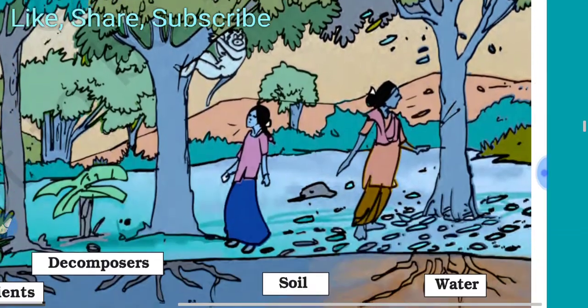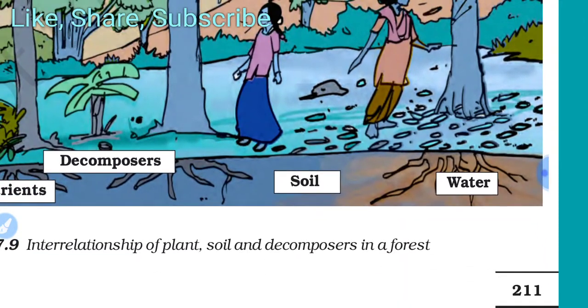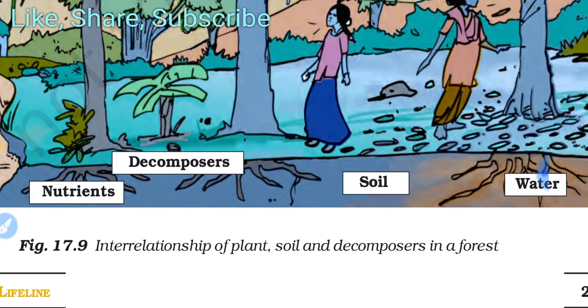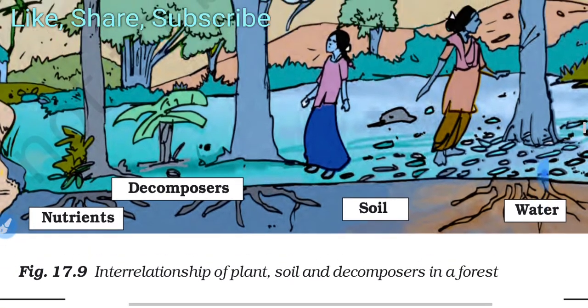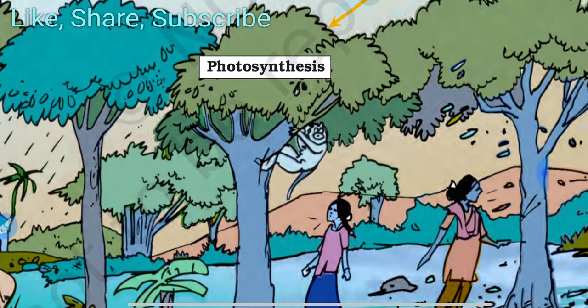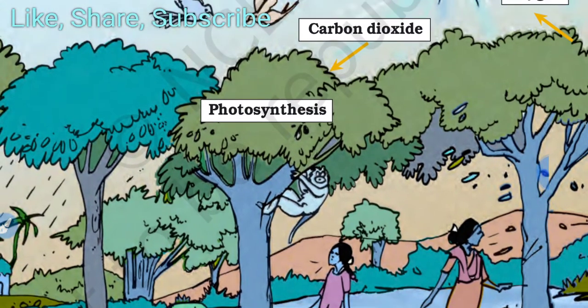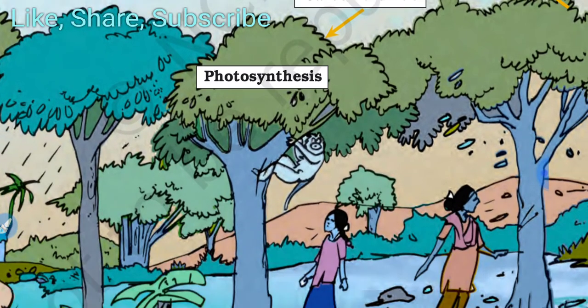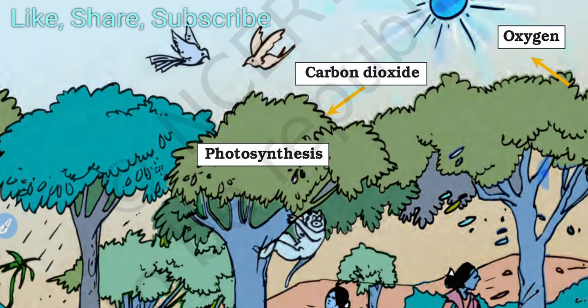This is the figure given of the interrelationship of plants, soil and decomposers in a forest. If you see decomposers here, nutrients are in the soil, and water. So nutrients go to these plants. These plants make food by the process of photosynthesis with the help of carbon dioxide, mainly from human beings and animals.